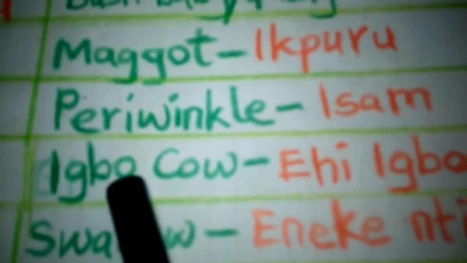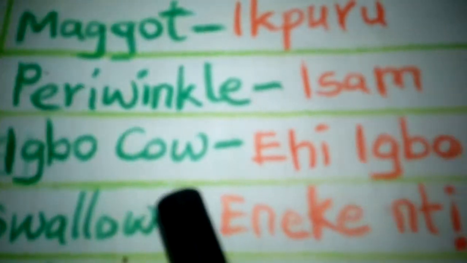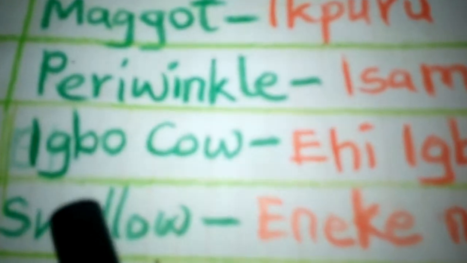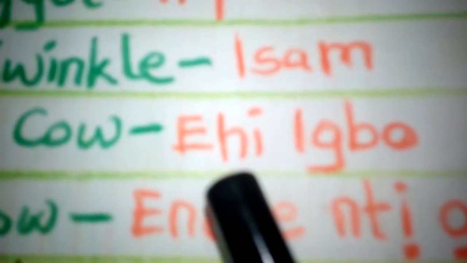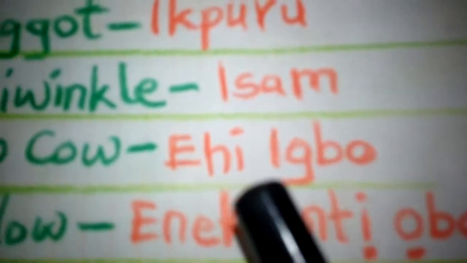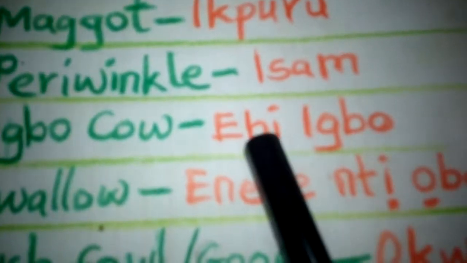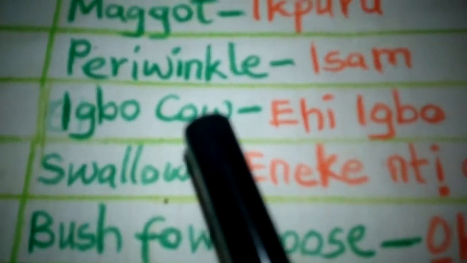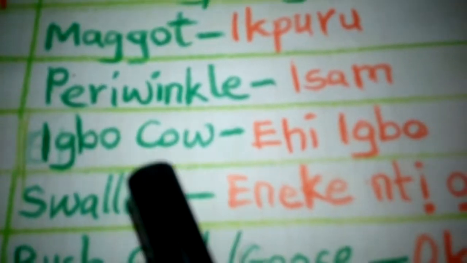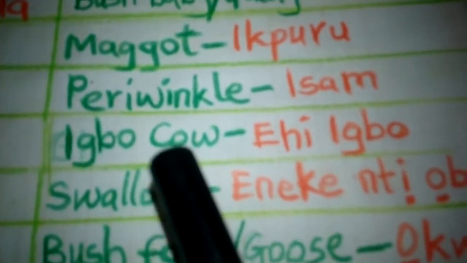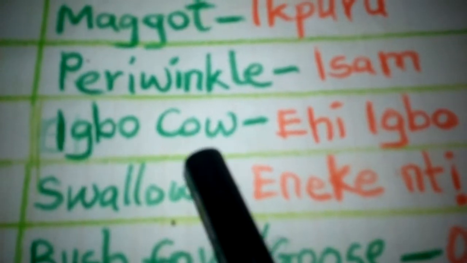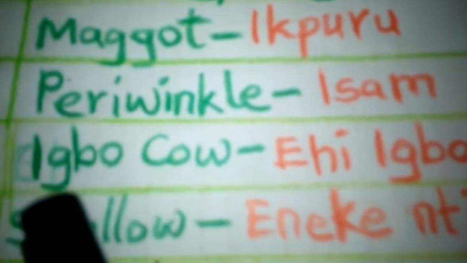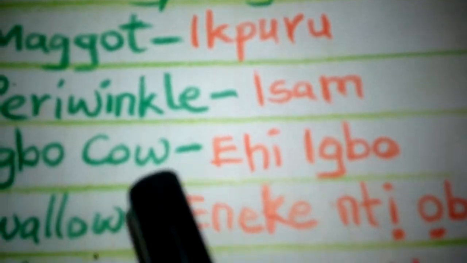Igbo cow. We have a Hausa cow. This is Igbo cow. That's a Fulani cow. Okay, we have Fulani cow and the Igbo cow. Igbo cow is Ehi Igbo. Fulani cow is Ehi Fulani. Okay, so Ehi Igbo is smaller, is shorter. But it used to be big, but shorter. Okay, like dwarf. While Fulani cow used to be tall, with a bigger horn. Ehi Igbo has a shorter horn.